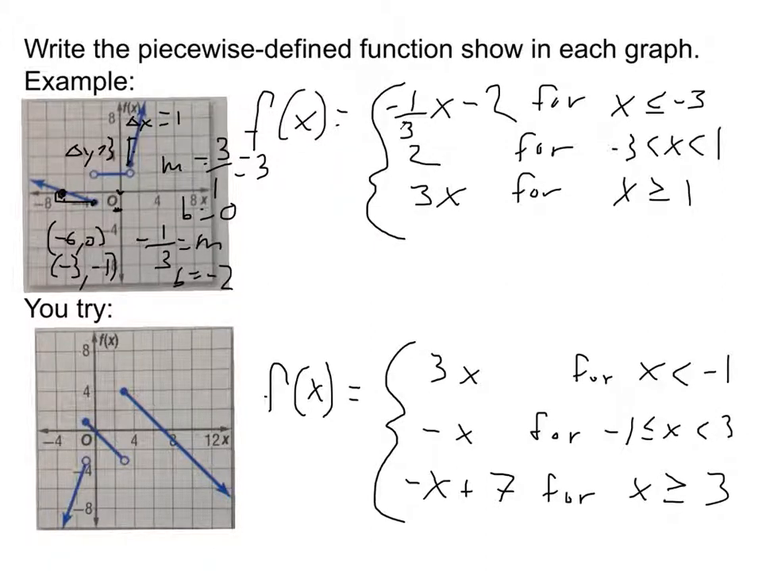That first line to the left, which is from -infinity up to -1, would be 3x, but it's an open circle, so it's not including -1, so it's just x is less than -1. From -1 up to 3, we have the line y equals -x, and from 3 on to infinity we have -x plus 7. You can see those two second lines have the same slope. They're parallel, but they have different y-intercepts. One intersects at 0, and one, if you were to continue, would intersect up at 7. So hopefully that's what you got there.